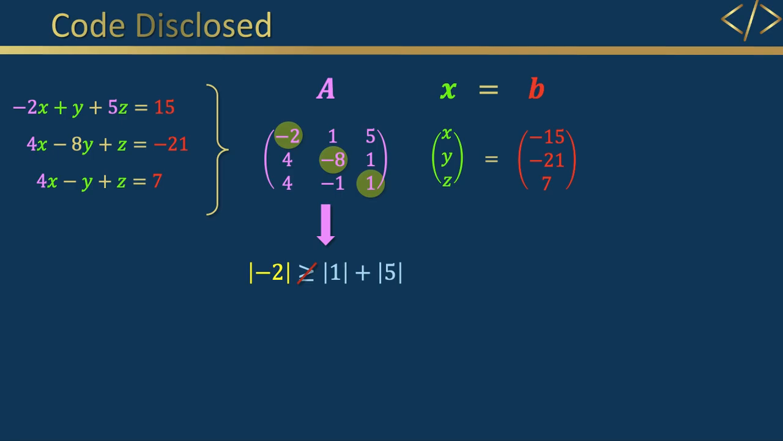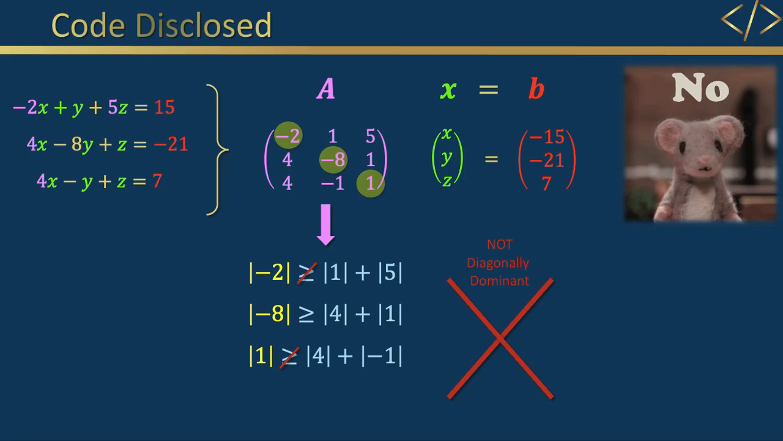All right, let's check the second row. Is the absolute value of 8 larger than or equal to the sum of 4 plus 1? Well, that's satisfied. Good. Let's go for the last one. Is the absolute value of 1 larger than or equal to 4 plus 1? Well, this is also not satisfied. So I can say that this system is not diagonally dominant.